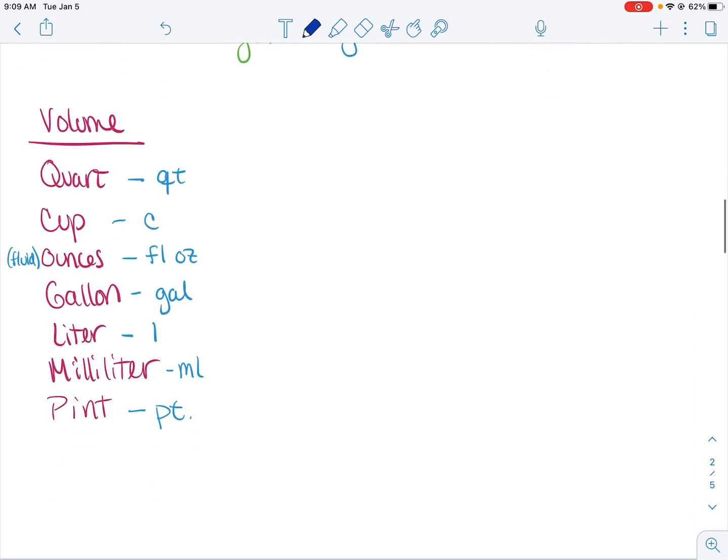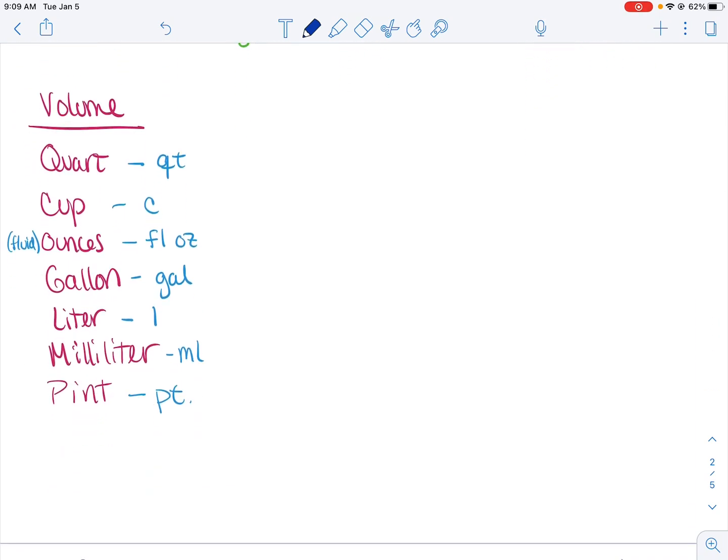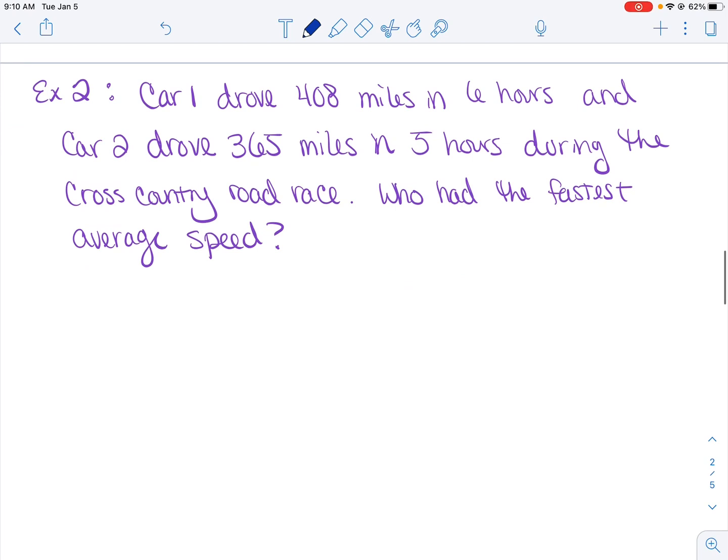And then finally, volume measurements like quarts, cups, ounces, gallons, liters, milliliters, pints. There are more than what I've listed here for sure. I just wanted to give you a basic overview. So if you want to, pause the video, jot down these and the ones that were in the video previously, and then move on to example 2.